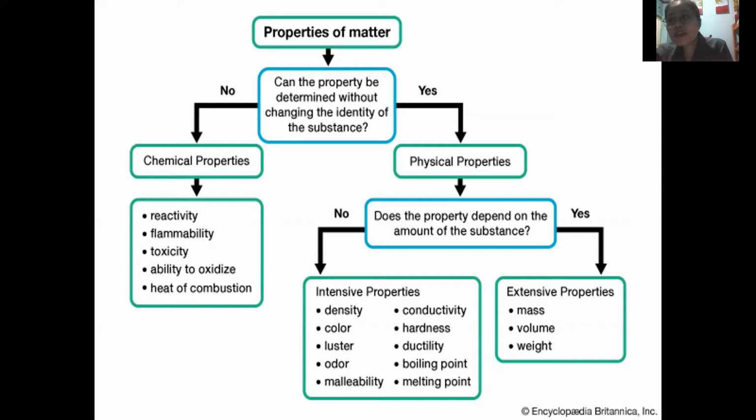The same thing with flammability. Hindi mo malalaman kung flammable ba ang substance mo if hindi mo siya susunugin. And once sinunog mo siya, it will form a new identity and meron siyang bagong property. Yun yung ibig sabihin ng chemical properties. Madedetermine lang natin yan kapag binago natin ang identity ng substance natin. So other examples also include toxicity, ability to oxidize, and heat of combustion.